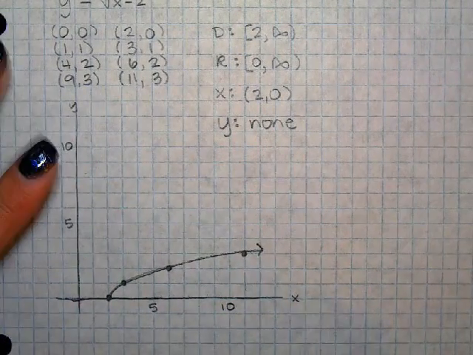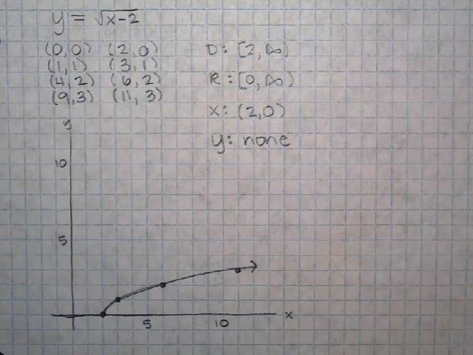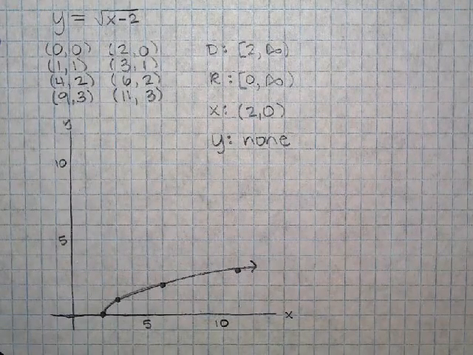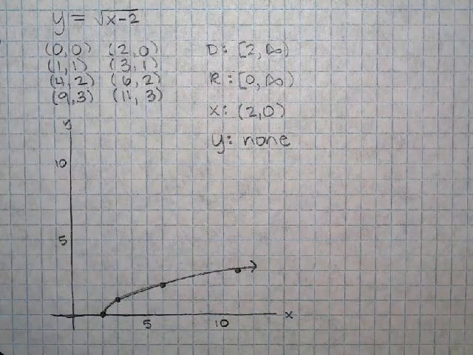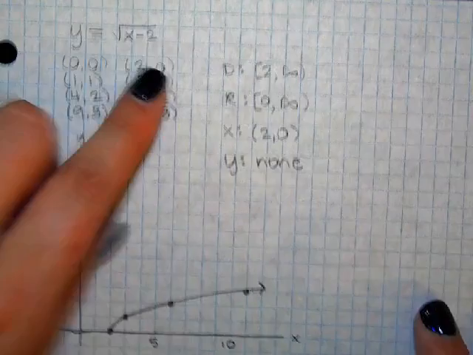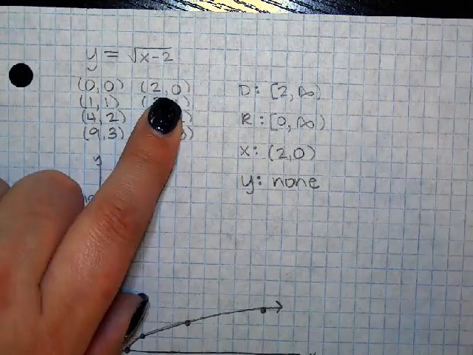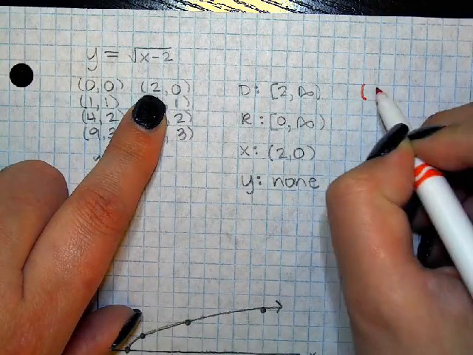All right. So yesterday we did all of our inverses by trading the x and y in the equation and solving for y. Today we're going to do most of our inverses by trading x and y coordinates. So I'm not going to work with this equation to find my inverse. I'm going to work with the points. So I'm going to take the 2, 0 and switch it to 0, 2.